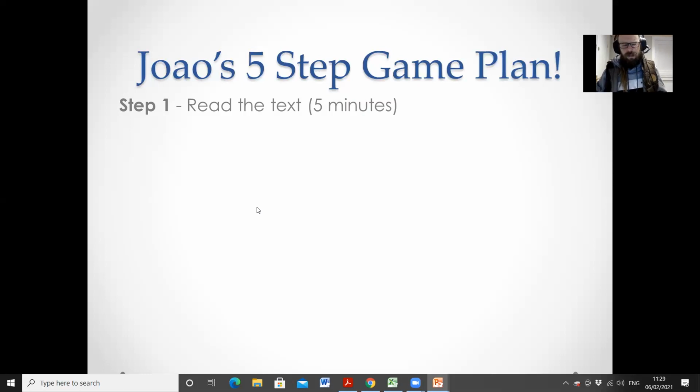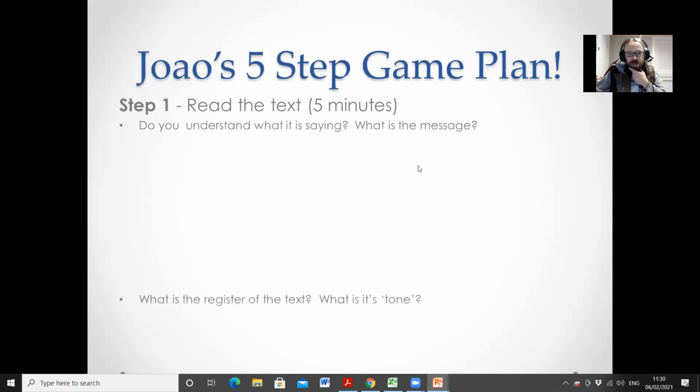The text is about 350 words in length. So 5 minutes is plenty of time to read it maybe a couple of times. When reading the text, ask yourself a couple of questions. Do you understand what the text is saying? What is the message? What is the meaning? Remember what I said before, we're going to focus on the meaning. So make sure you understand the text, because if you don't understand it, you can't translate it. As simple as that.